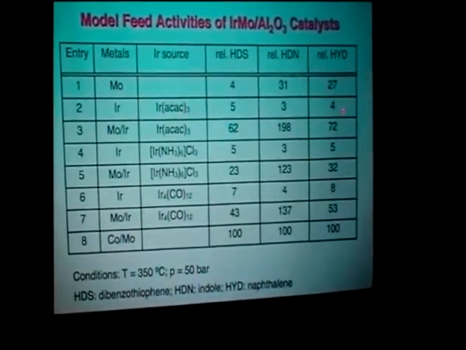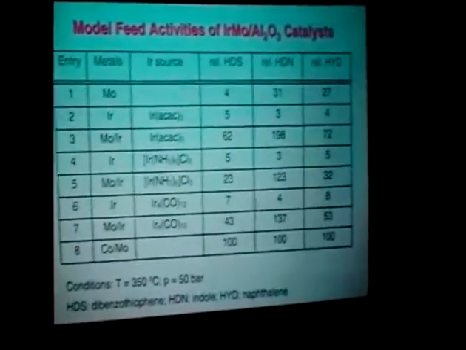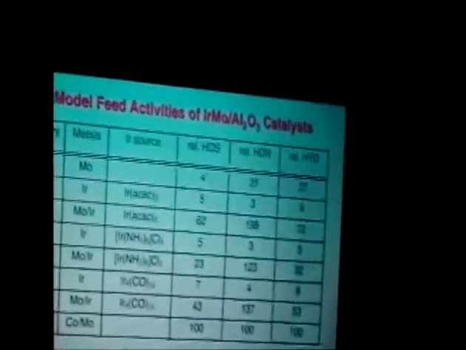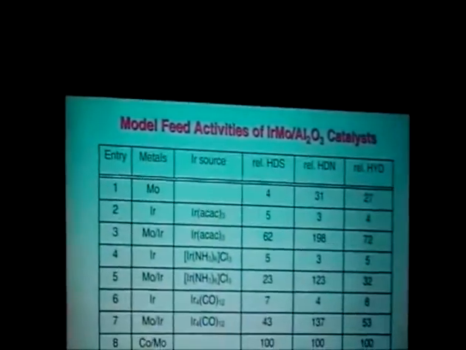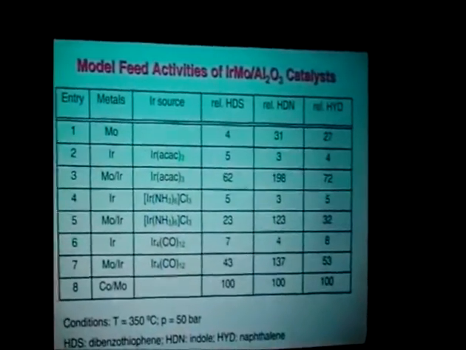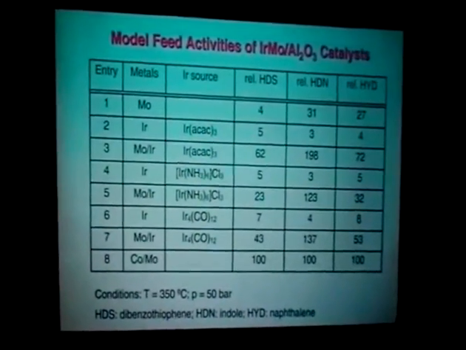Hydrogenation is a lower factor, so you cannot increase the hydrogenation so much as for HDN and HDS. I was asking about selectivity, for example, through hydrogenation or C-S bond pathways, for example, in the HDS of DBT. No, we don't have so many data for that.